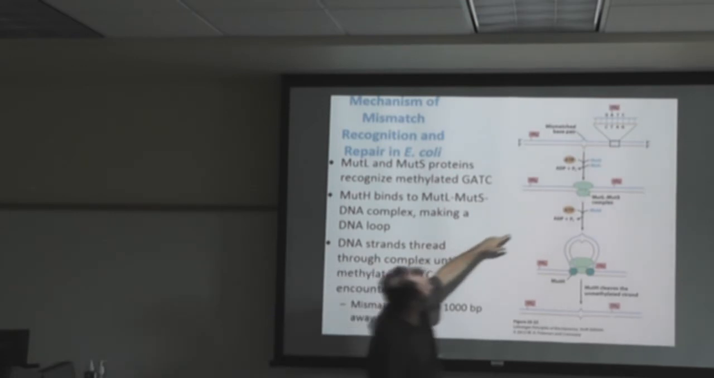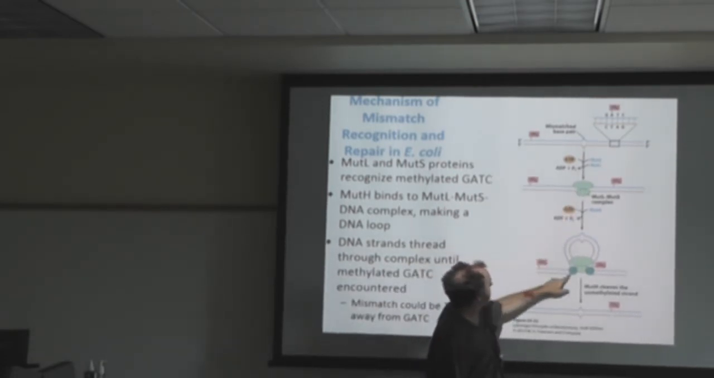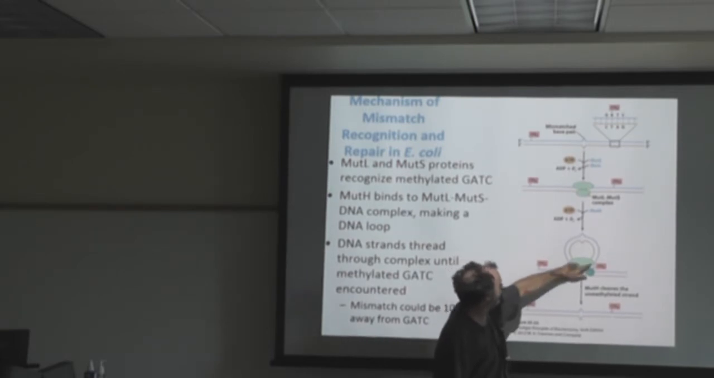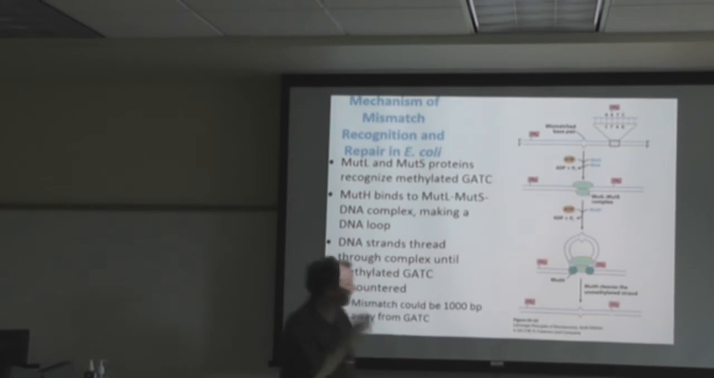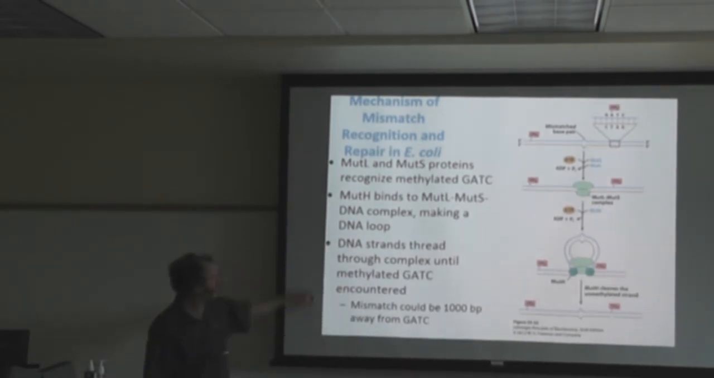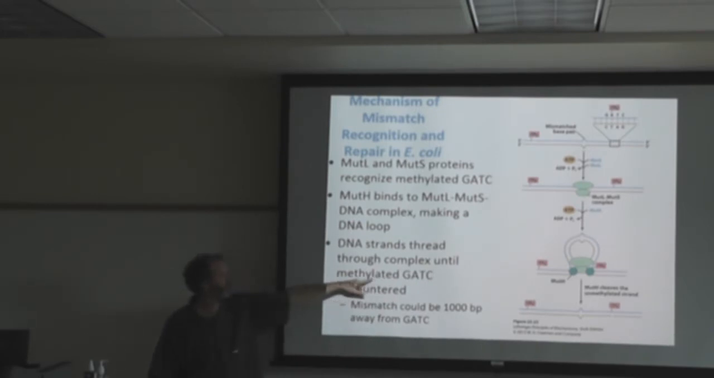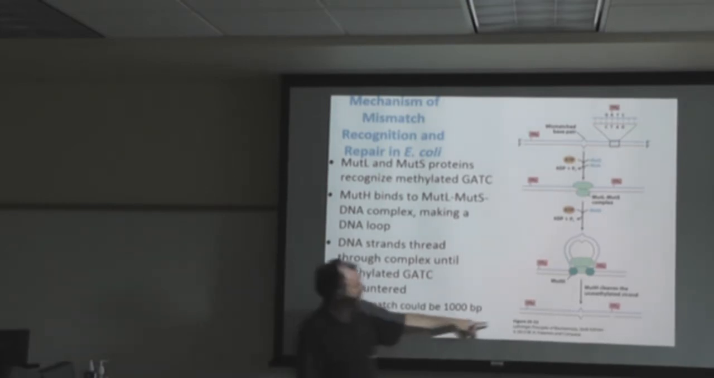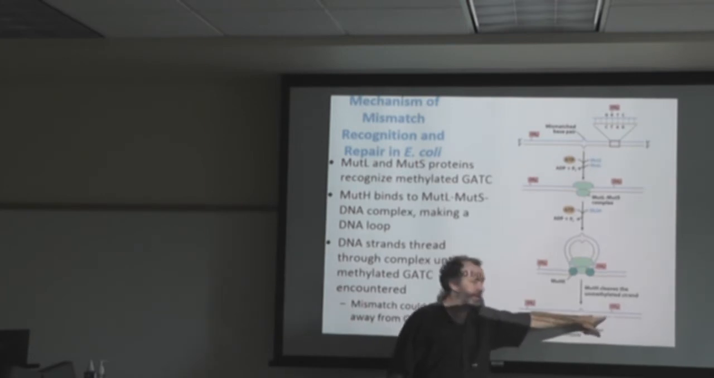So you see here we have the MutL, MutS complex. MutH then will bind to that, making this loop. It works its way down till it finds the methyl groups. DNA strands thread through the complex until the methylated GATC is encountered. The mismatch could be 1,000 base pairs away. But then once it does this, it cleaves the unmethylated strand.